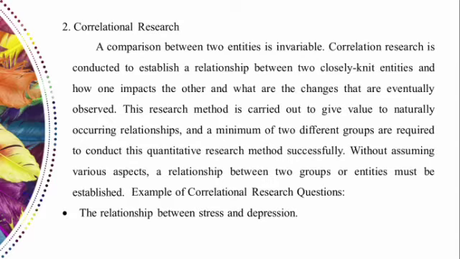The second type is correlational research. A comparison between two entities is invariable. Correlational research is conducted to establish a relationship between two closely knit entities and how one impacts the other and what are the changes that are eventually observed. An example is the relationship between stress and depression.